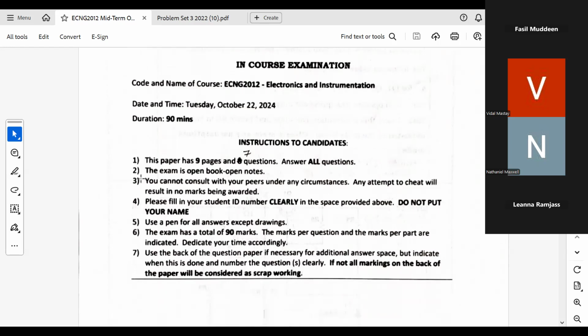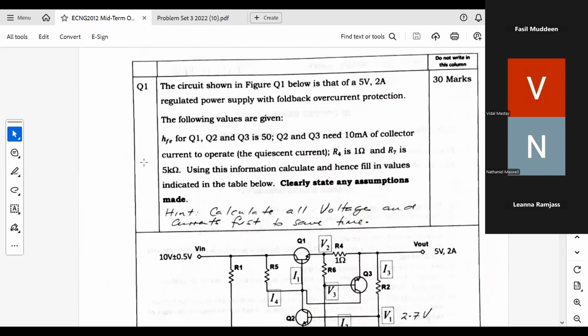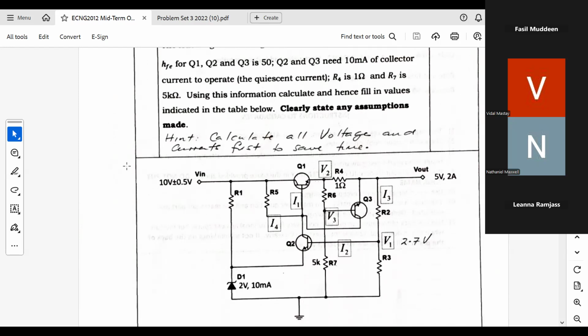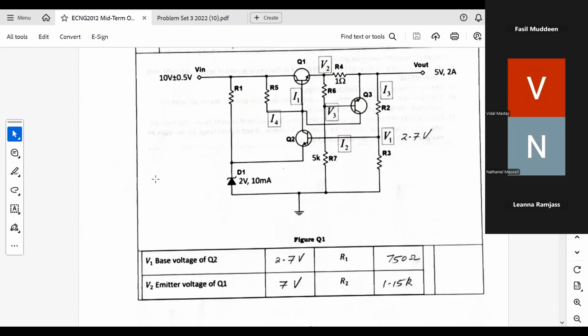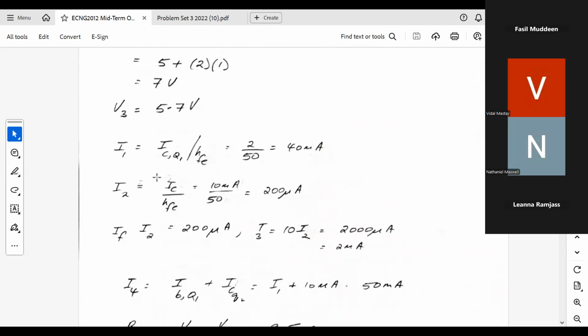All right. So question one was the largest component of the midterm at 30 marks. It was a third of the marks. And it seems to have given most people the biggest set of problems. So I put a hint here, which is typed in the midterm, that I calculate all the voltages and currents first to save time, right? I have a page with the solutions that tells you exactly how to calculate everything.